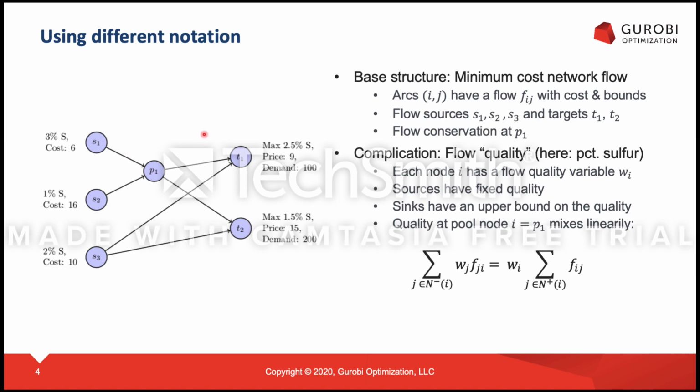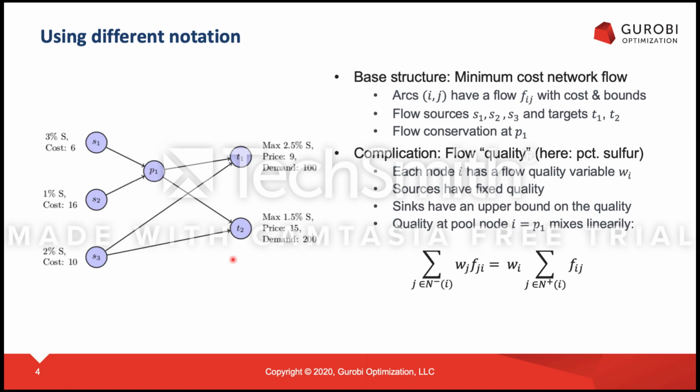And then you have flow conservation. That is, in this tiny network, only happening at P1. The other nodes are either sources or targets. So this is where flow comes in or goes out of the network.